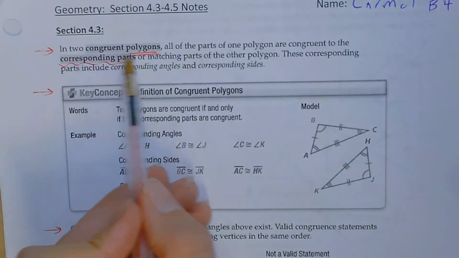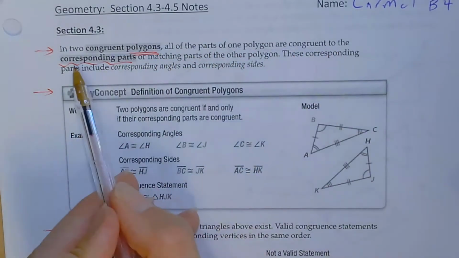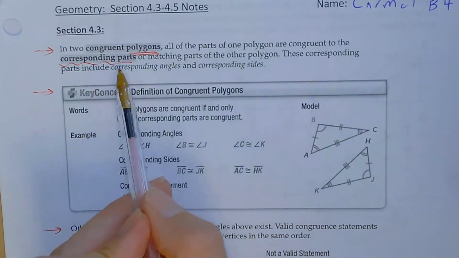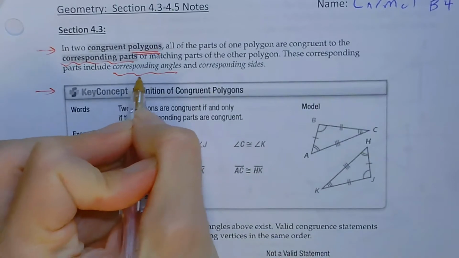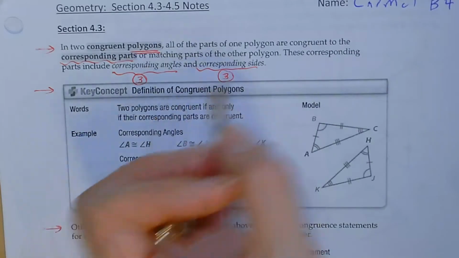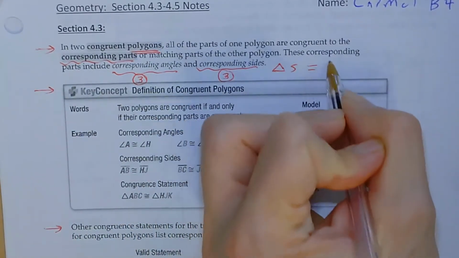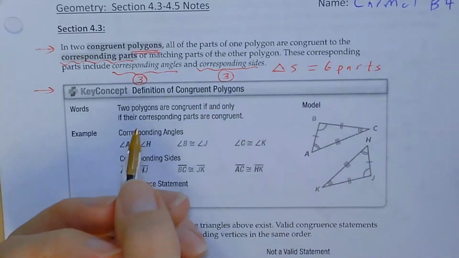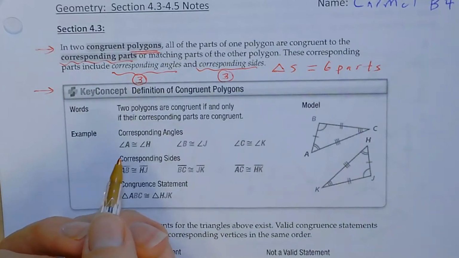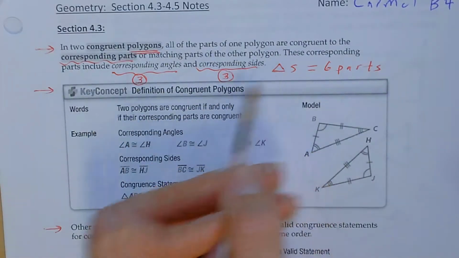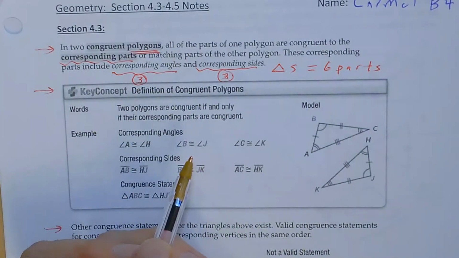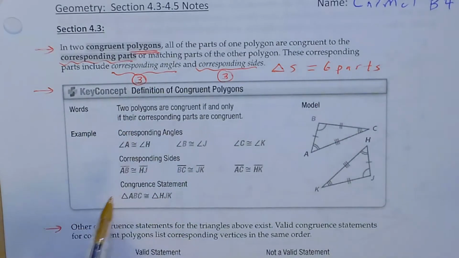So it says, in two congruent polygons, all the parts of one polygon are congruent to the corresponding parts, or matching parts, of the other polygon. These corresponding parts include corresponding angles, there are 3 of them, and corresponding sides, there are 3 of them. So if we're talking about triangles, I should say, we have 6 parts. Now, if we're talking about parallelograms or rectangles or rhombuses or squares, we would have 8 parts. So today we're going to focus mainly on triangles. Just know that that's going to be 6 parts, and if it was something bigger like a quadrilateral, it would be 8 parts.